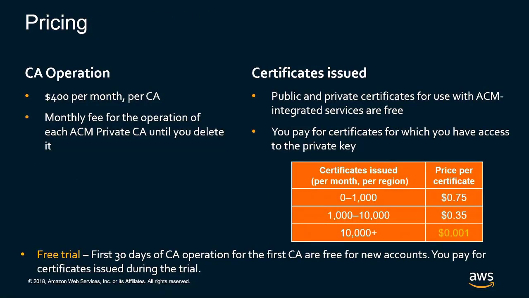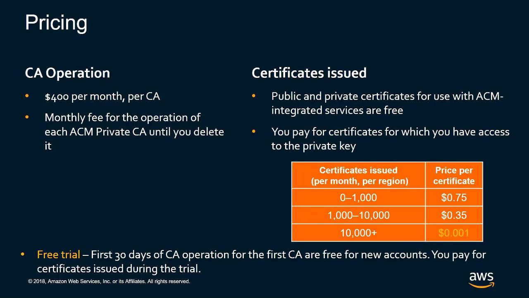ACM Private CA pricing works the following way. You pay monthly for the operation of each ACM Private CA until you delete it, and that charge is $400 per month for each CA. You pay a fee for each certificate that you issue. Public and private certificates are free for use with ACM integrated services. So examples include Elastic Load Balancer certificates or certificates used with API Gateway. If you issue those and deploy them directly on those services, you pay nothing additional for those certificates.